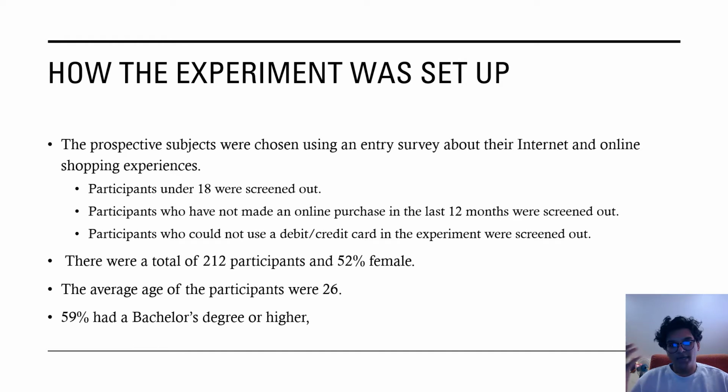How the experiment was set up continued. The prospective subjects were chosen using an entry survey about their internet and online experience. Participants who were under 18 were screened out. Participants who have not made an online purchase in the last 12 months were screened out. And participants who could not use a debit/credit card in the experiment were also screened out. There were a total of 212 participants, 52% were female. The average age of the participant was 26, and 59% had a bachelor's degree or higher.